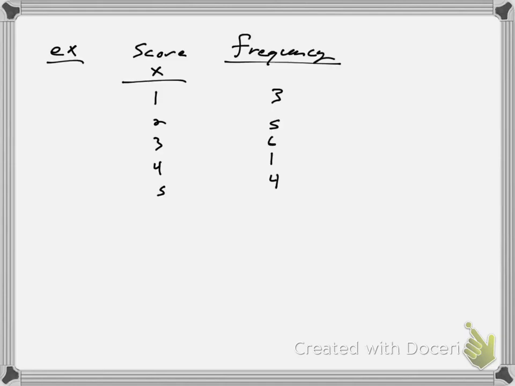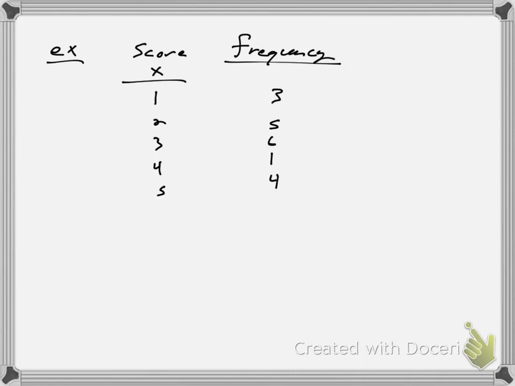Okay, let's find the mean, median, mode, and mid-range of this data set. So what I did is, this is a frequency table. So this is a little bit harder. But I've got scores over here, and I've got frequencies over here.